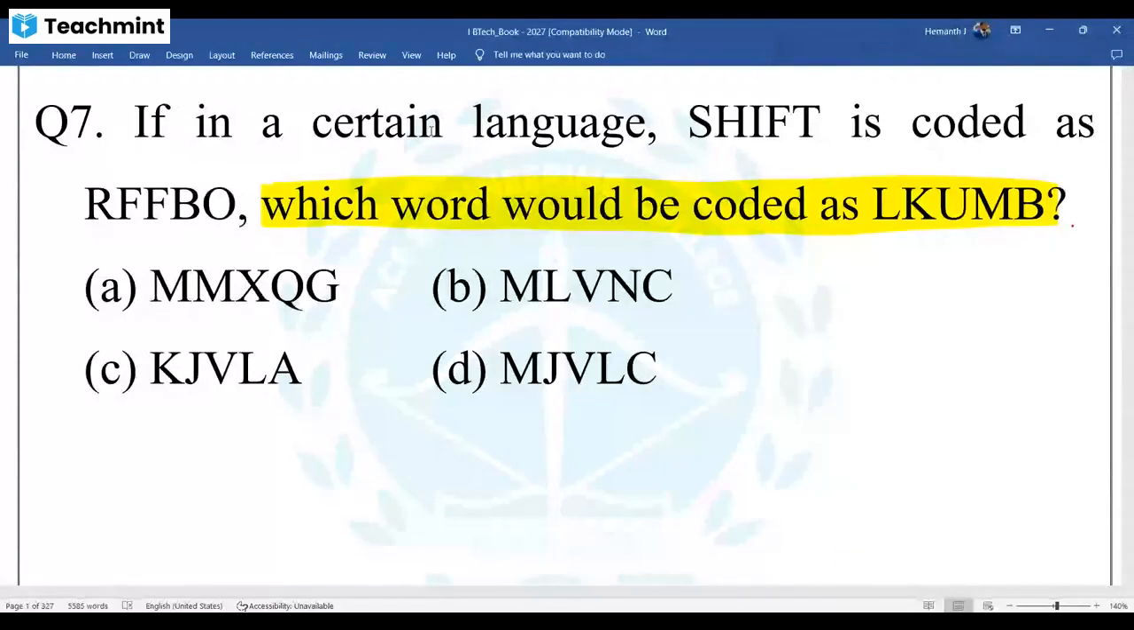This question, some people may still make a mistake. First of all, what is the logic for the shifts? +1, -1, -1, -2, -3, -4, -5. If you know the value of each letter, that's the advantage.